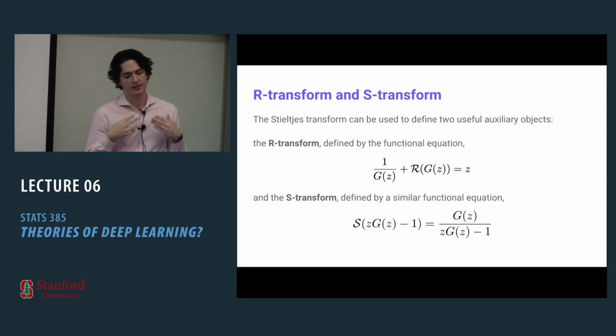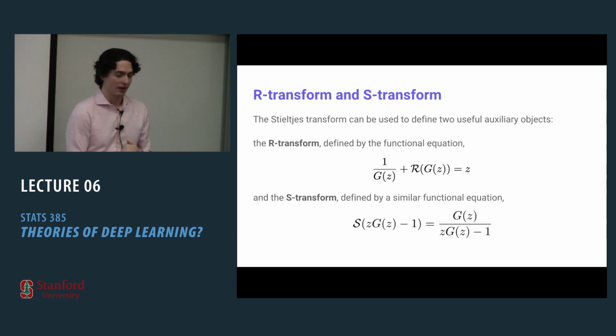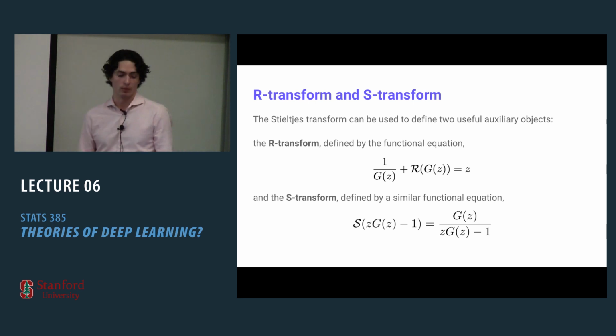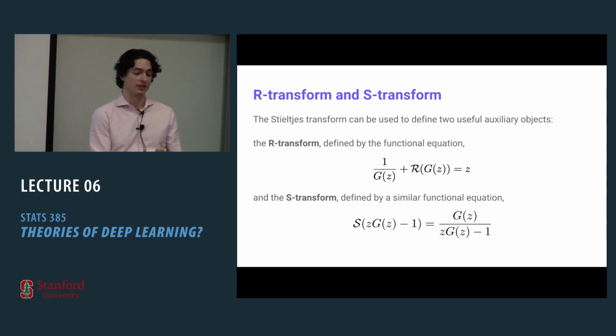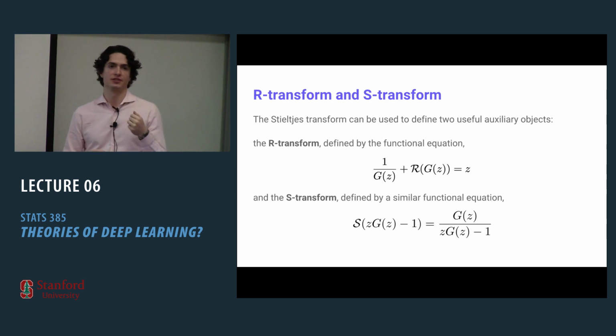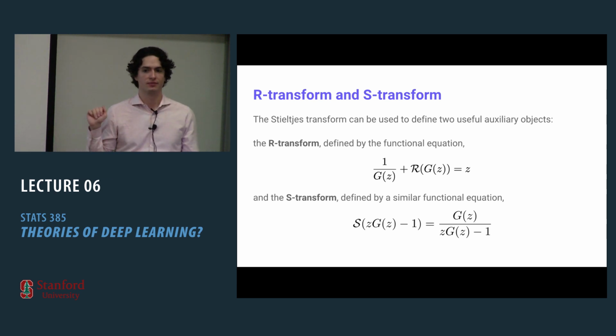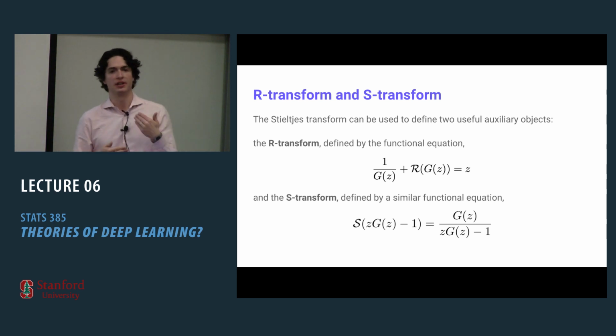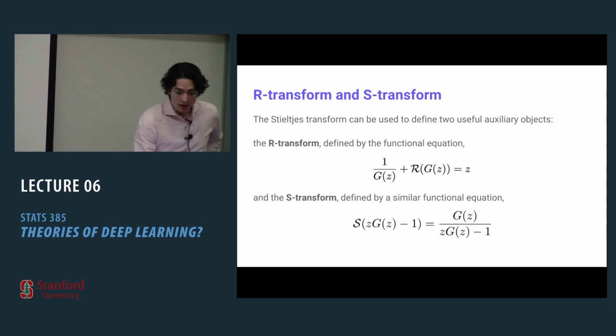So in the context of free probability theory, the Stieltjes transform is related to two additional auxiliary objects. And I will explain the utility of these very shortly. But the point of this slide, I just wanted you to take away that there is an object called the R transform and an object called the S transform, which are related to the Stieltjes transform by some functional equations. The details are not so important, but you can perform some algebraic manipulations on the Stieltjes transform to get out this R and S transform.